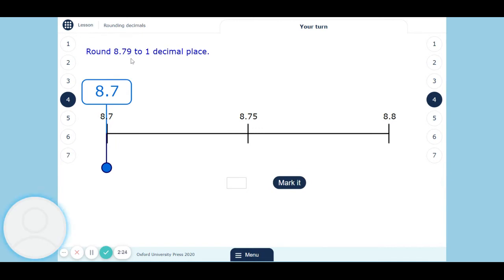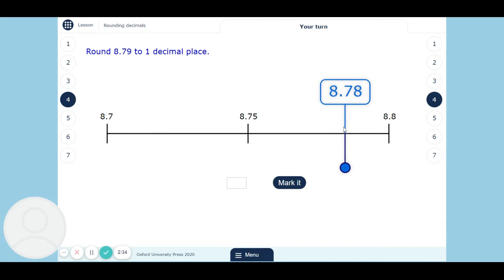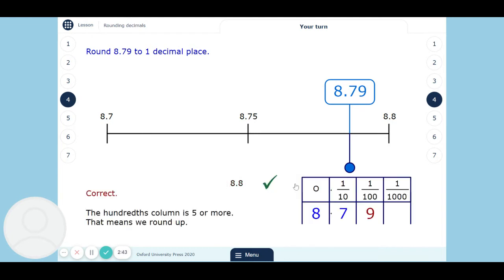Okay, 8.79 to one decimal place. So I've got on my number line 8.7, 8.75, which is halfway between 8.7 and 8.8. So 8.79, you can see it's much closer to the 8.8 than it is to the 8.7. So 8.8. Then the next column along we're looking at is the hundredths column. If that is 5 or bigger, we're going to round up. If it was 4 or less, we'd round down.